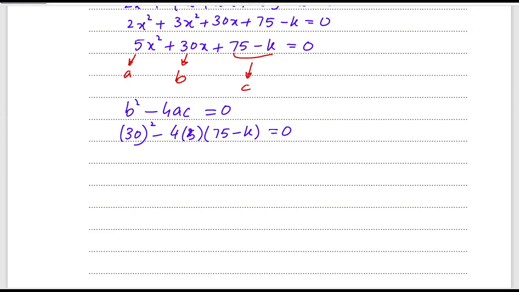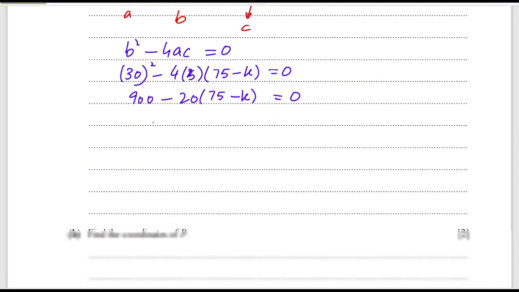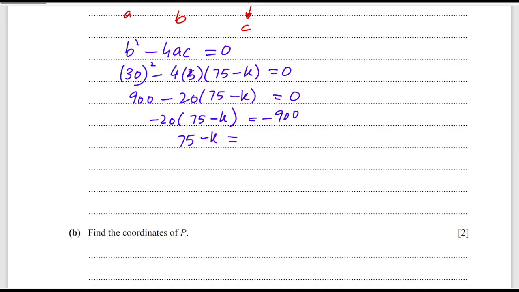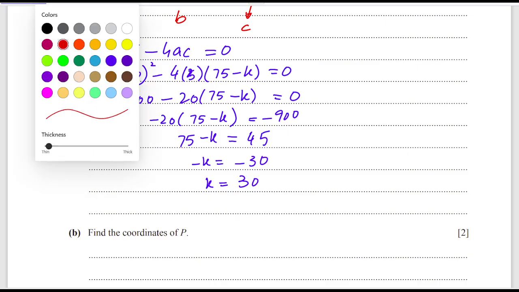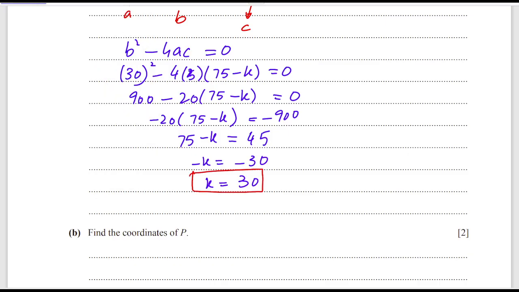So 30 square is 900 minus 4 times 5 is 20, minus 20 times 75 minus k is equal to 0. Minus 20 times 75 minus k is equal to negative 900. So 75 minus k is equal to negative 900 over negative 20 is 45. So negative k is equal to 45 minus 75, which is minus 30, means k is equal to 30. So the value of k for which the line is tangent to the quadratic is k is equal to 30.